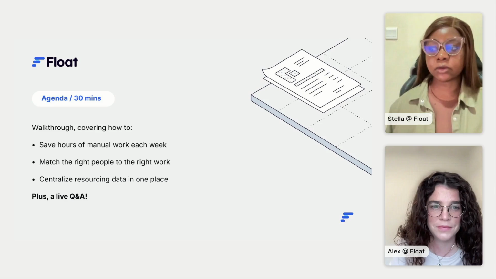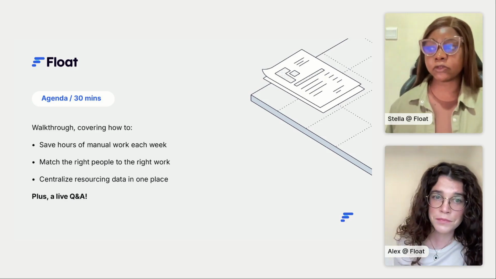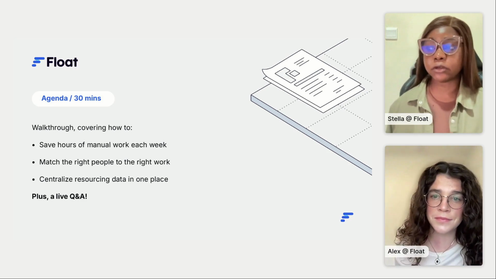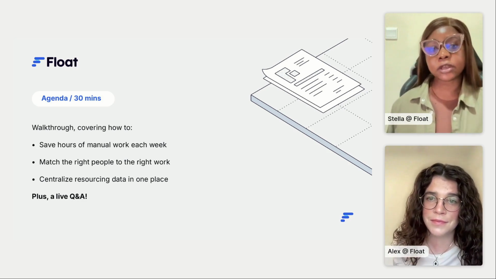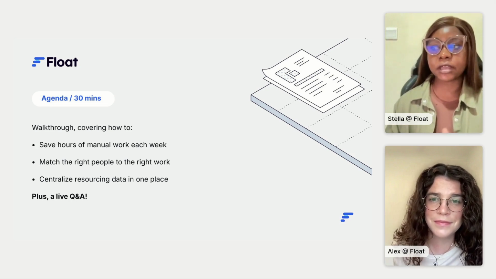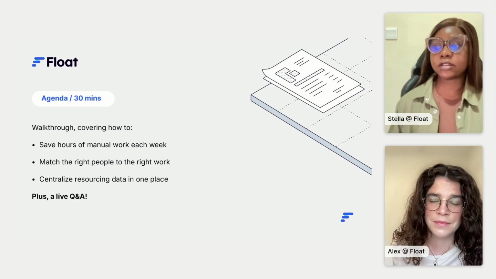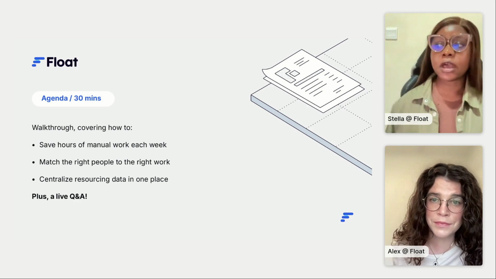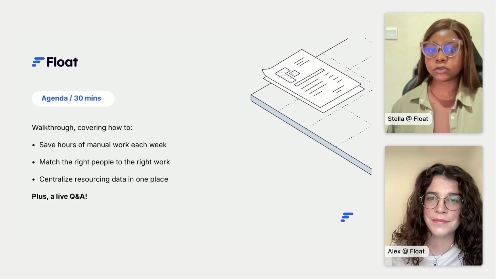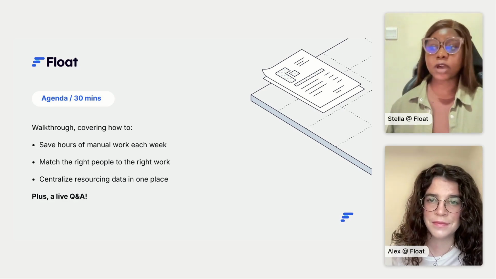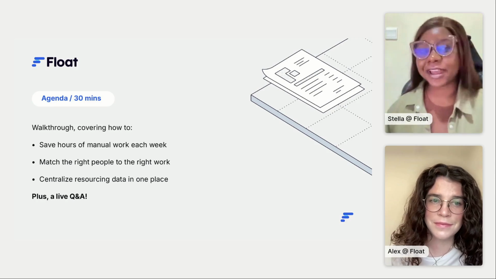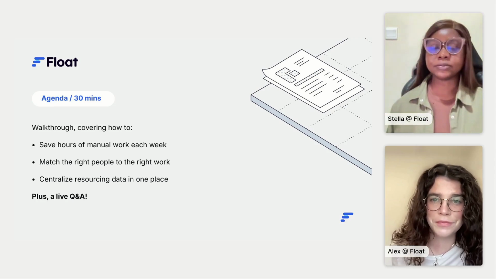So today we are going to cover scheduling workflows that eliminate manual work such as bulk edits, project templates, color-coded schedules, and placeholders. Then we'll cover how you can use tags to filter hundreds of people and projects and instantly get the data you need. Finally, we will learn how to use the Float API and integrations to connect your data and build a single source of truth for resource management. If you have questions, share them in the chat and we will try and get to as many as possible.